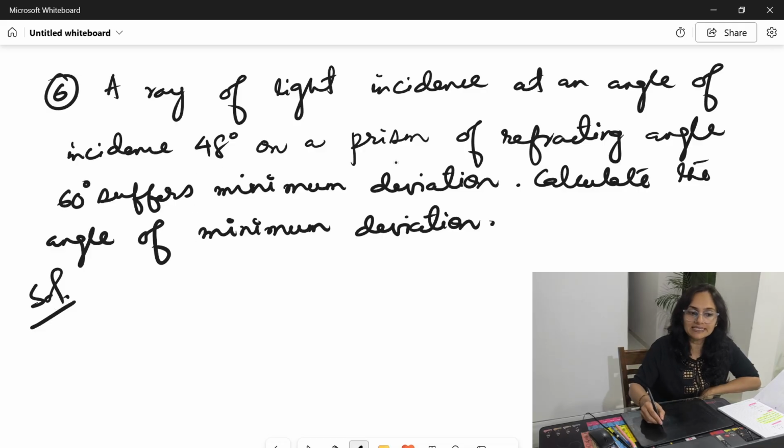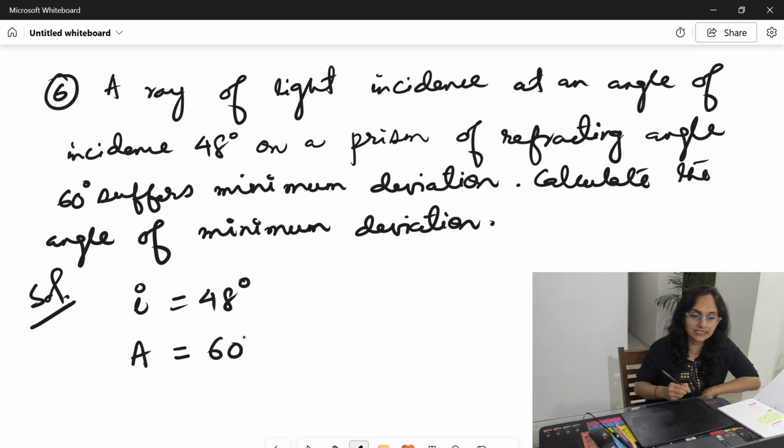A ray of light incidents at an angle of incidence 48° on a prism, which means i equals 48°. Angle of incidence is given 48°. So i is 48°. Of refracting angle 60°, which means angle of the prism A is given to us as 60°. It suffers minimum deviation, delta min. We have to calculate the angle of minimum deviation. This is the question mark. So we have to remember the formula.